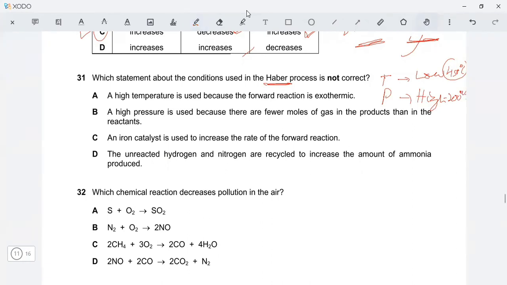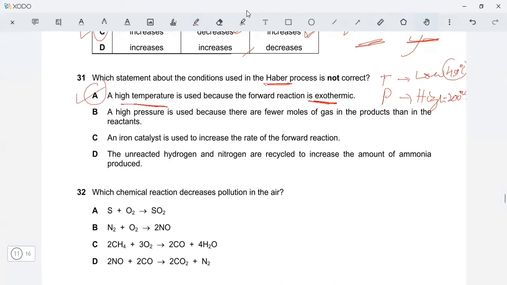So the first option says high temperature used because the forward reaction is exothermic. The forward reaction is exothermic, more heat energy is there, so why should Haber use this high temperature? Haber used low temperature. So the condition for the making process of ammonia is supposed to be low temperature. It's about 450 degrees centigrade. Okay, answer A.